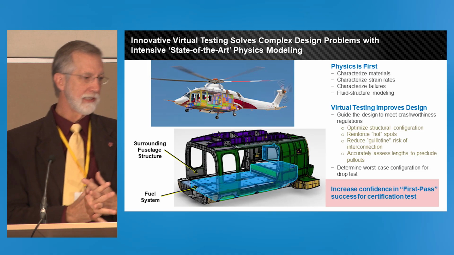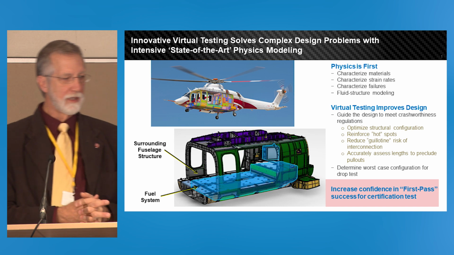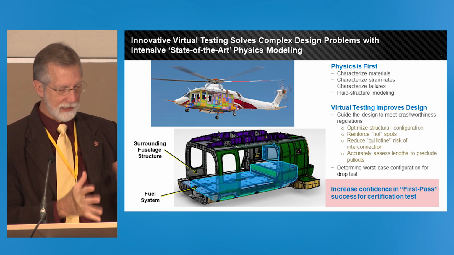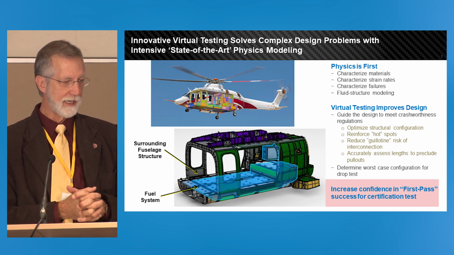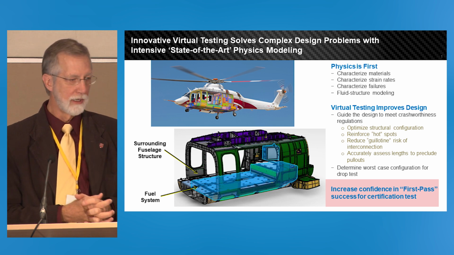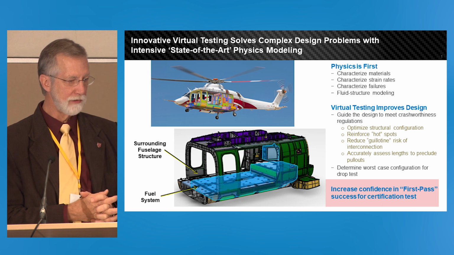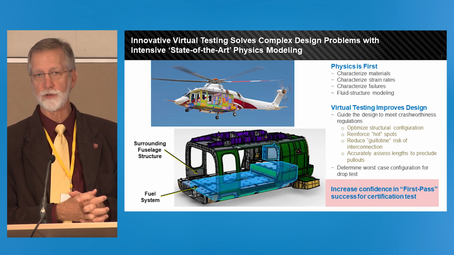So this is the 525 test specimen. It's a section out of the 525. It contains 7 tanks interconnected through structure. And when you do the drop test, you fill all the tanks up 80% full of water.